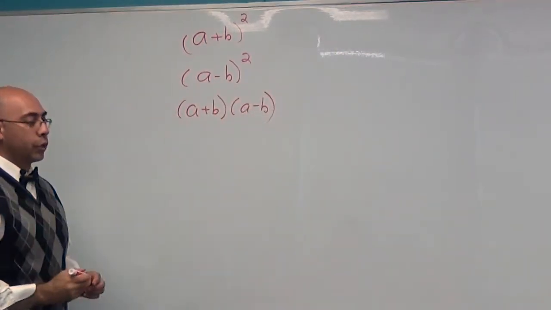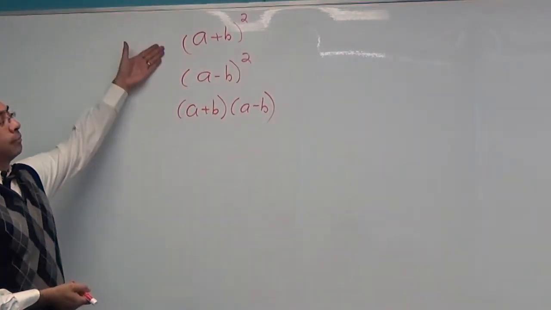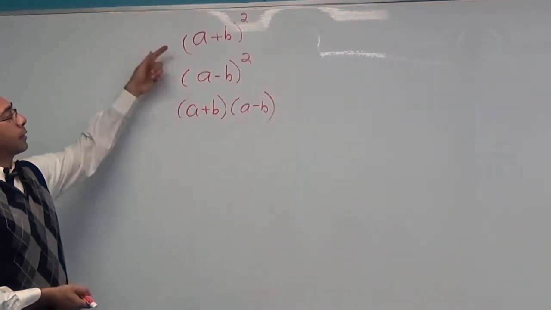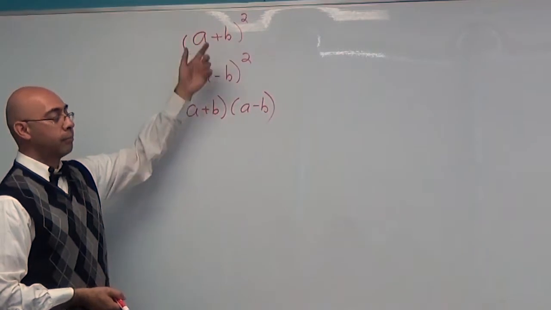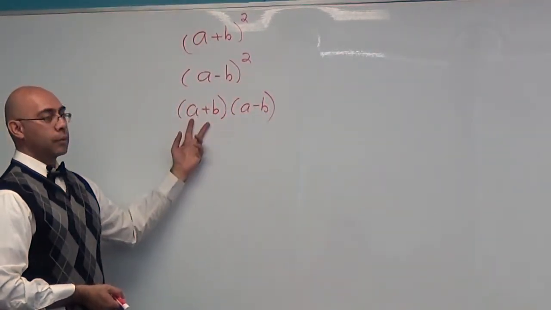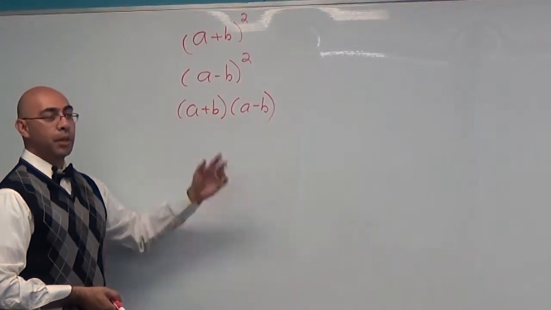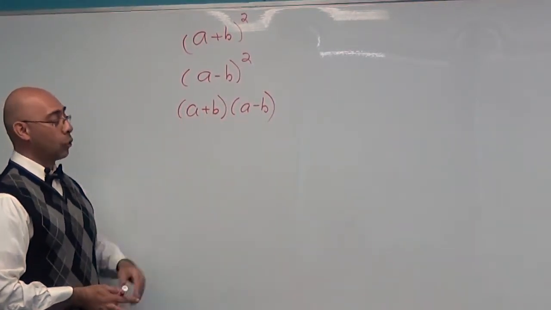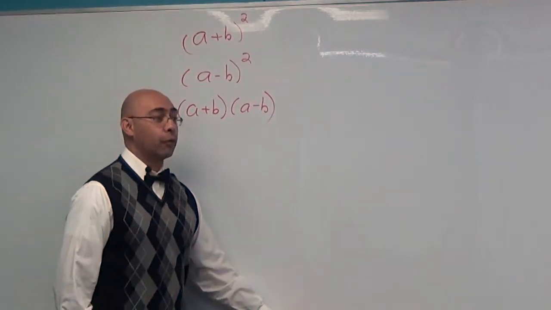These are the three things we're going to go over today. Right here. Something plus something to the second power. Or something minus something to the second power. Or this is something plus something times something minus something. You're going to figure out how to get the answer quickly. And basically, I'm going to write it out for you right now.